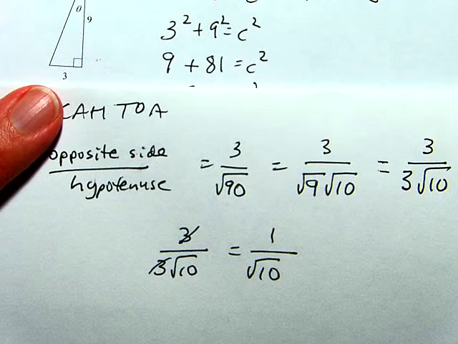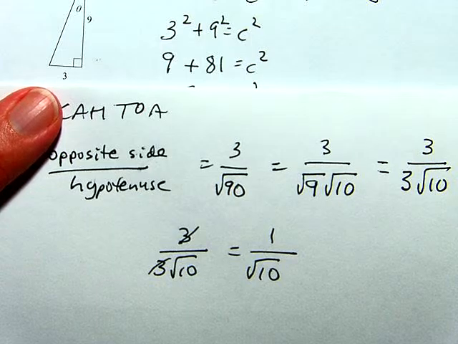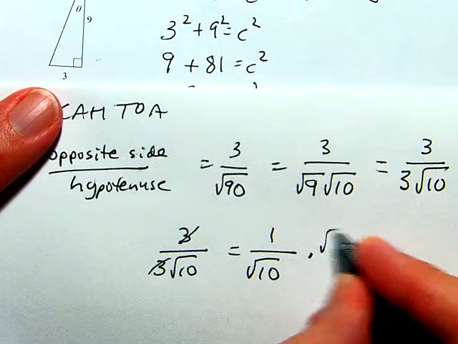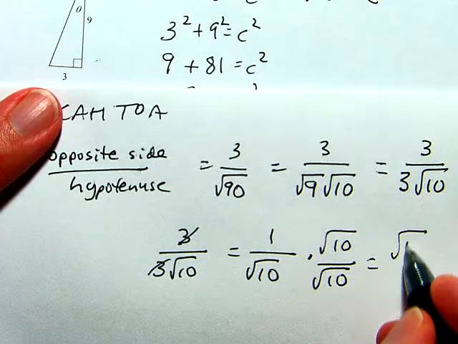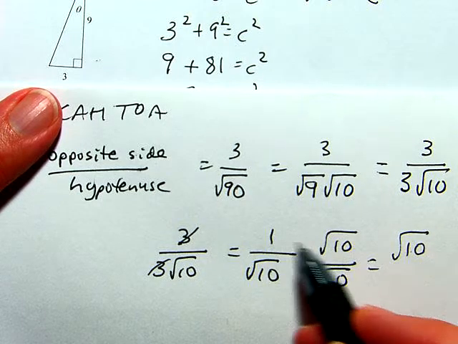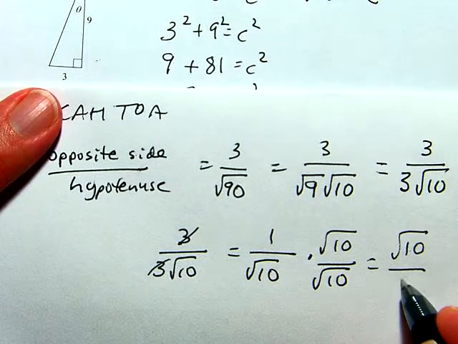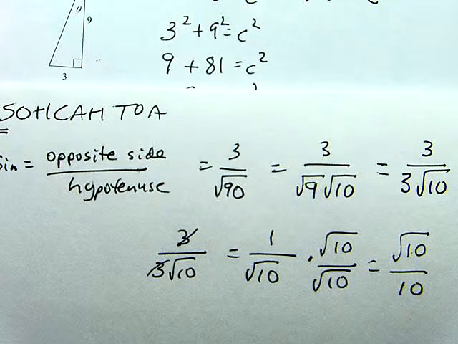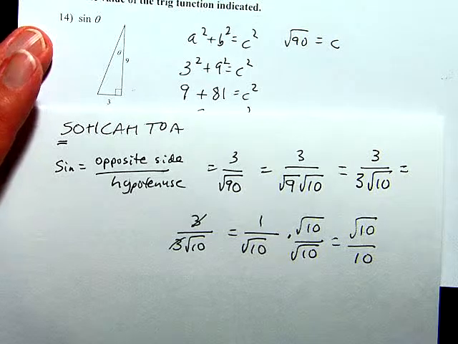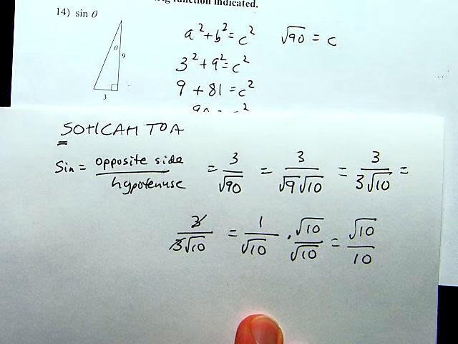And we'd almost be done, except we still have a radical in the denominator, and we generally like to get rid of that. Well, we can multiply by the square root of 10 over the square root of 10. And that will give us the square root of 10 in the numerator when we multiply across numerators. And the square root of 10 times itself is just 10. So that is our answer. The sine of theta is equal to the square root of 10 over 10.